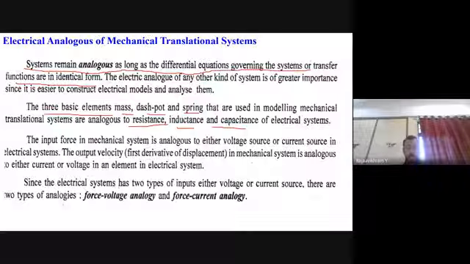Another point is an important difference. We discussed the force balance equation in the mechanical translation system, but in the electrical system it will be a voltage or current. A voltage or current source can be used to represent the input force.